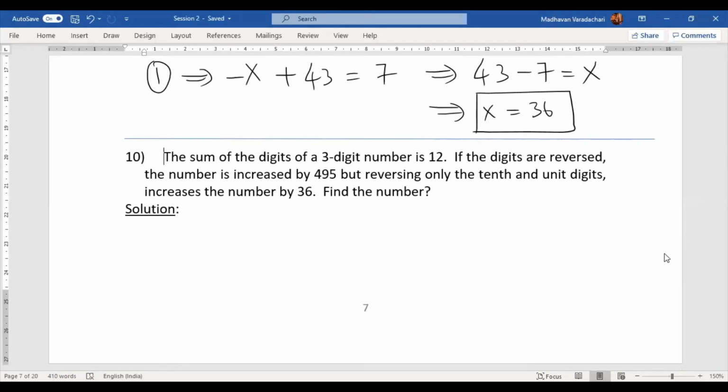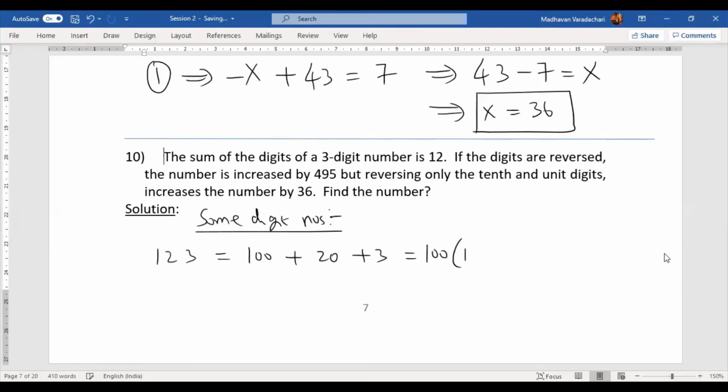Find the number. Before we proceed, first of all, let us understand how we write a 3-digit number in general. Let me consider some numbers. 1, 2, 3 is one number. I can write this 1, 2, 3 as 100 plus 20 plus 3. Means it is 100 times 1 plus 10 times 2 plus 3.